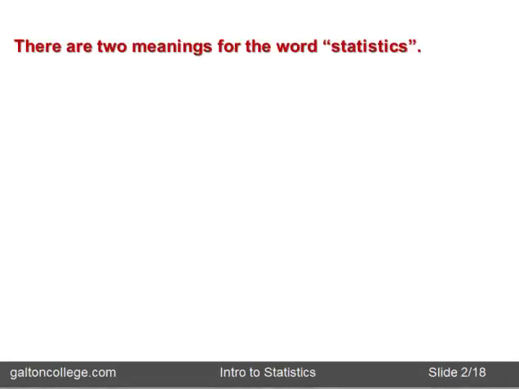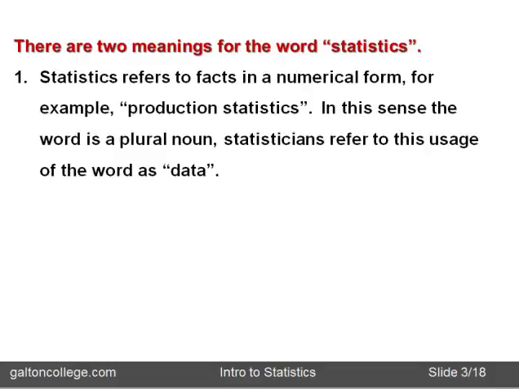First of all, look at the word statistics. You'll notice it's a plural, statistics. It's got an S at the end. And this normally means a set of data. For example, production statistics. Now, statisticians, when they refer to a whole set of data, they talk about the statistics. The statistics suggest something. So that's one use of the word. It's a plural noun.